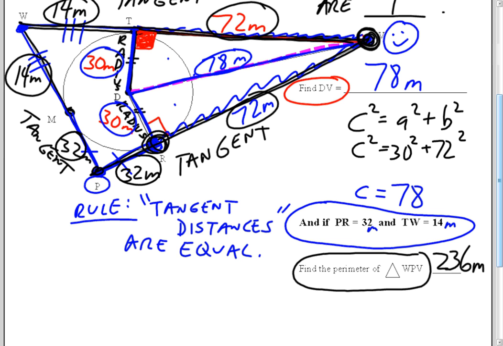A lot going on here, but it's really only two rules. We saw a radius and a tangent, we put in a right angle. That allowed us to do Pythagorean theorem. Then, because we had congruent triangles, we figured out that tangent distances are equal. That allowed me to duplicate the 32s and the 14s and the 72s. And then I could find more information from that. Is there anything else on this page?